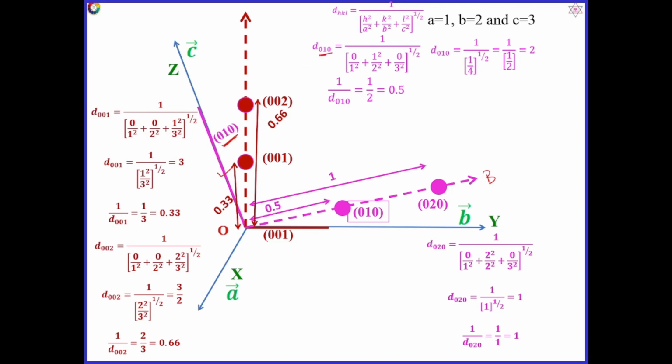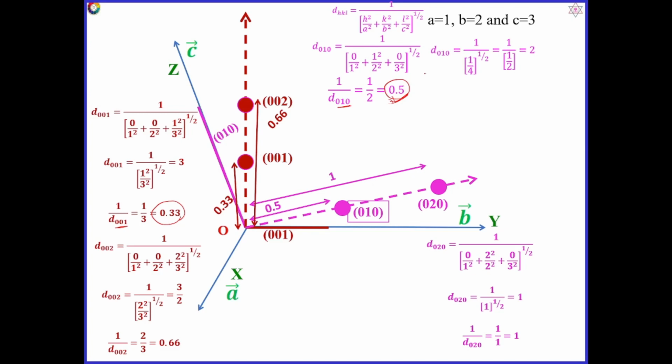So for 0 1 0, D010, if we calculate by considering this example, then this will be 0 by 1 square, 1 by 2 square, 0 by 3 square. We are going to get 2. And its reciprocal we find is 0.5. Here you can see that for 0 1 0 this is 0.5, for 001 this is 0.33. That means this is somewhat larger distance as compared to this one.